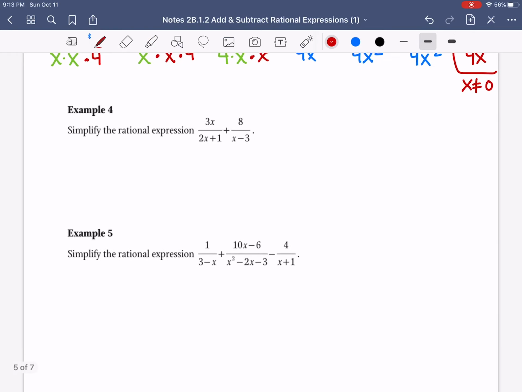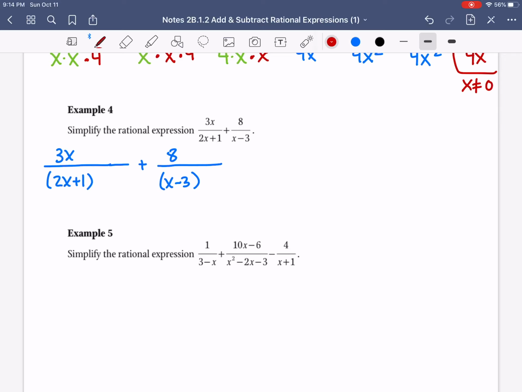All right, 2 more. The next example says 3x over 2x plus 1. I would try to factor the denominator if I could. 2x plus 1 cannot be factored, so I'm just going to stick it in parentheses. I make my fraction a little bit bigger than normal. Over 8, or plus 8 over x minus 3, can't be factored. There's no GCF there. If there were common factors, like if I could put the fraction over the fraction, they would cancel. I would have something I could do there, but we can't do anything here.